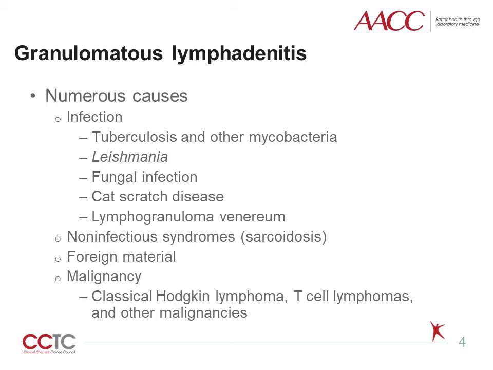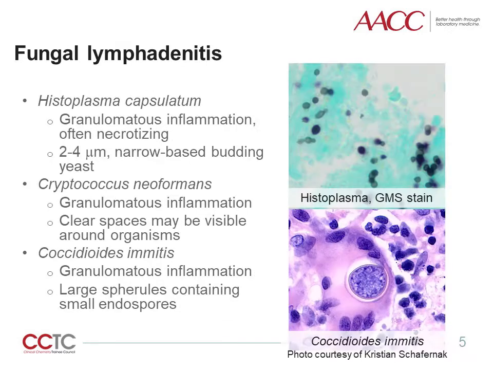Always keep in mind that granulomas can also occur in association with malignant processes, including classical Hodgkin or T-cell lymphomas, some solid tumors, and rare cases of lymphoblastic lymphoma. Careful examination of the lymph node tissue between the granulomas is essential to exclude a partially obscured malignancy. Fungal lymphadenitis is generally associated with granulomatous inflammation.